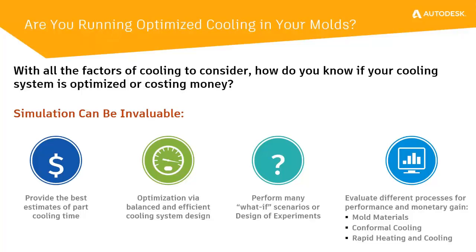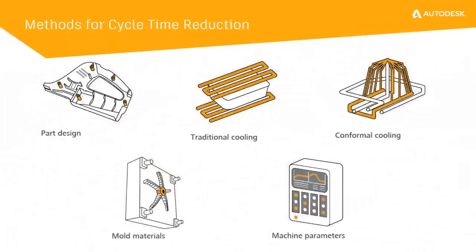Moldflow is used at every phase of the development process to make engineering decisions, from basic part-only estimations of cycle times to comparing different cooling circuits and mold materials, to even evaluating other approaches such as conformal cooling or rapid heating and cooling cycles. As mentioned before, I'm going to focus on these 5 areas to show examples of how simulation is used to predict and reduce cycle times.